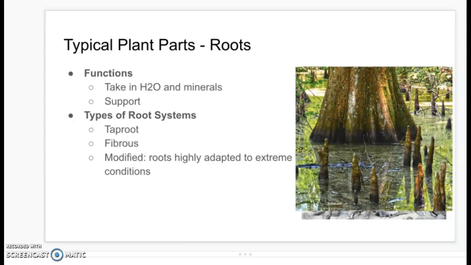The second type of extreme root system, like the one you see in this picture, is a cypress. Cypress grow in fresh water, and you notice that there are these peaks coming out here. Those are called knees, and this is part of the root system. If you've ever seen this before, you might have thought that these are sprouts of the tree. They're not. They're part of the root system.